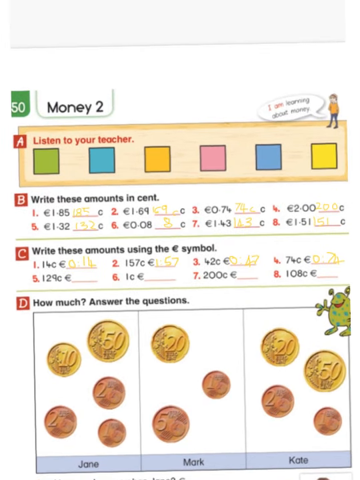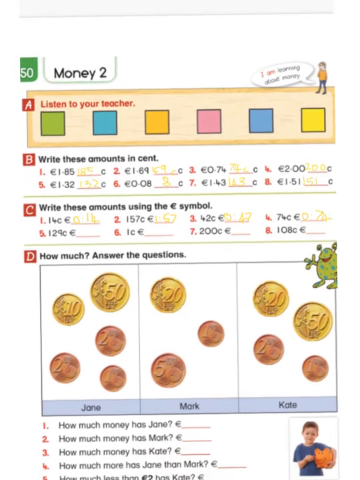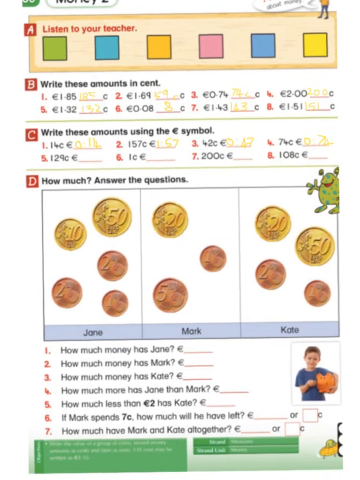129 cent, what's that in euro? That could be a little bit tricky. 200 cent, 108 cent. And then let's look at D. How much? Answer the questions. How much money is Jane? How much money is Mark? How much money is Kate? They're simple enough. And you should just make sure that you're always starting with the larger denomination of coin.